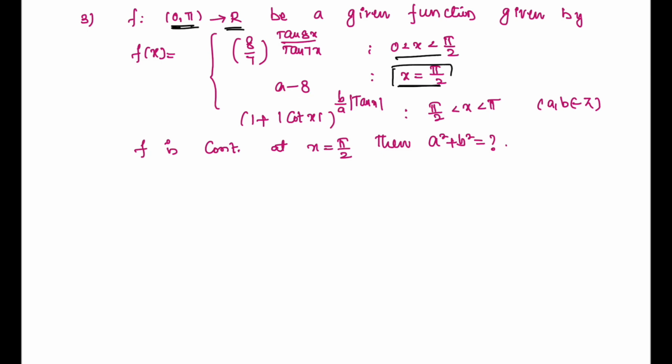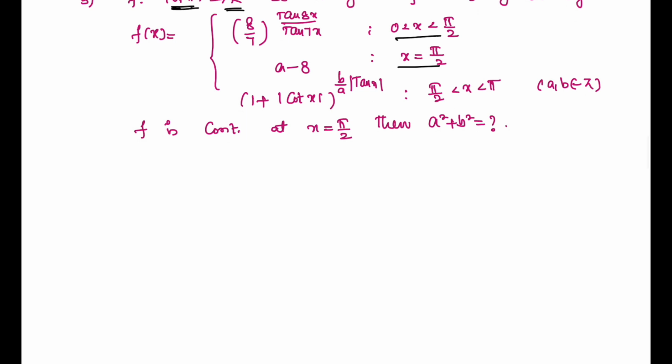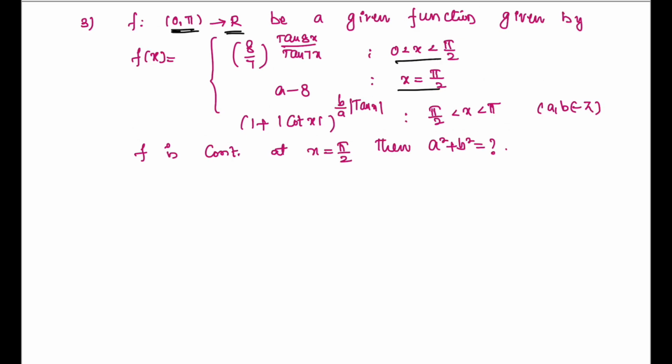What is the meaning of x is pi by 2? Function value at pi by 2 is a minus 8. Function value at pi by 2 is a minus 8. And next, (1 plus mod cot x) to the power of b by (a mod tan x). So let's check F of x is equal to this. See what he says again. It is continuous at x equal to pi by 2.